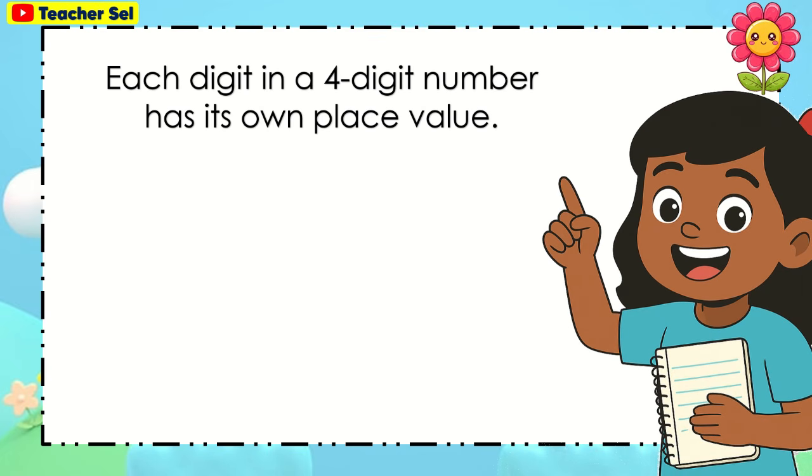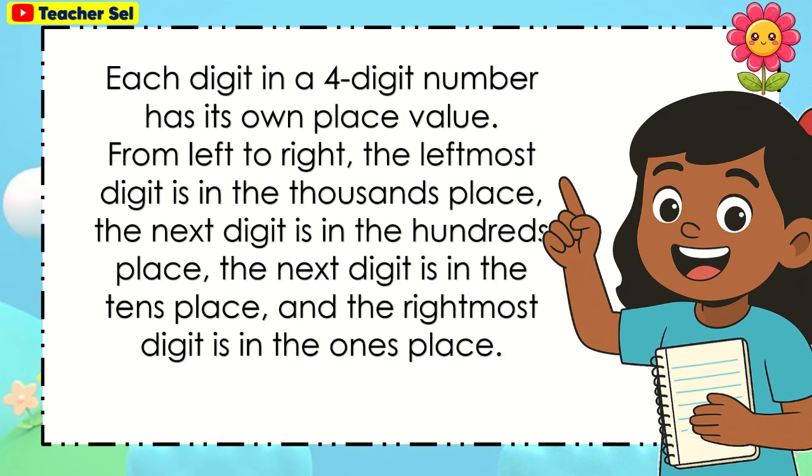Each digit in a 4-digit number has its own place value. From left to right, the leftmost digit is in the thousands place. The next digit is in the hundreds place. The next digit is in the tens place. And the rightmost digit is in the ones place.